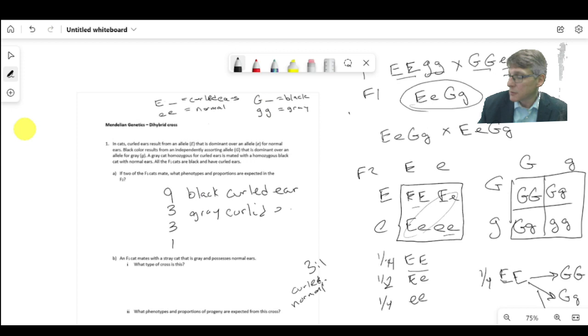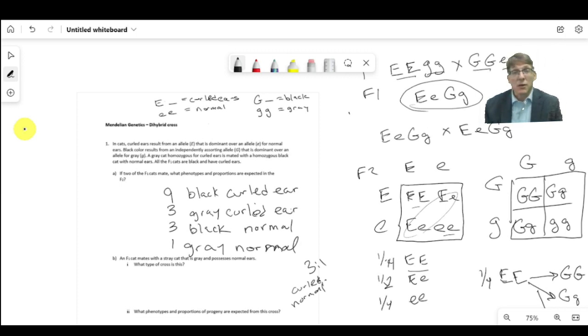Curled ears. And then this one would be the reverse of that, where we'd have a black cat being the dominant and normal ears being the recessive, and then the two recessives together, gray and normal. Okay, so that's how we solve that problem.